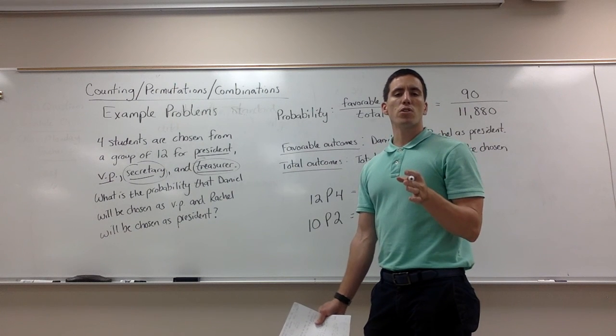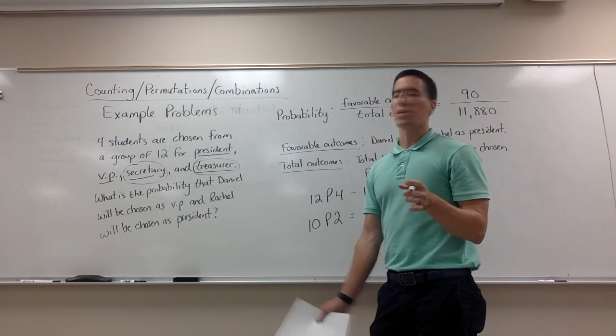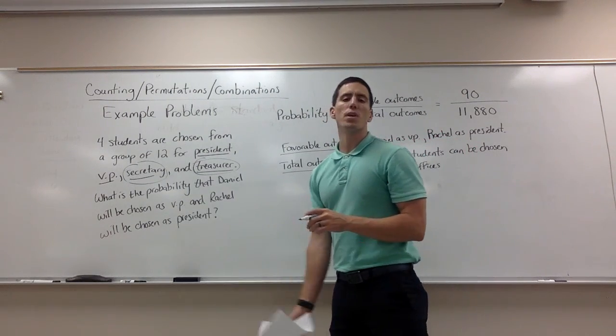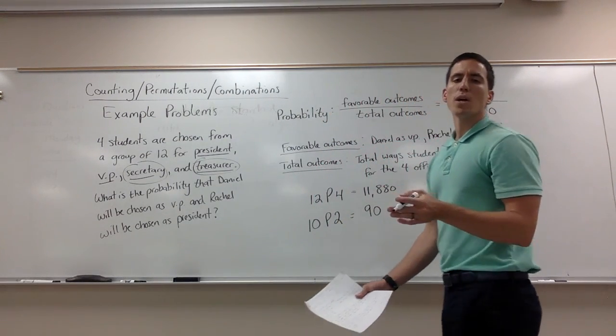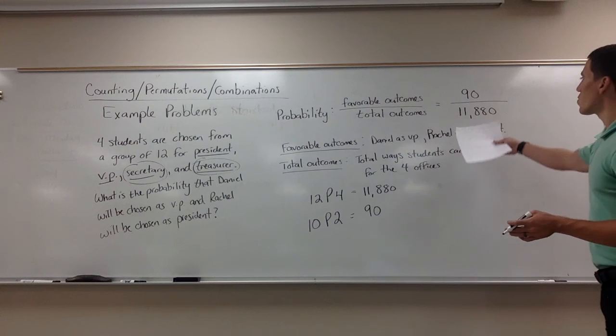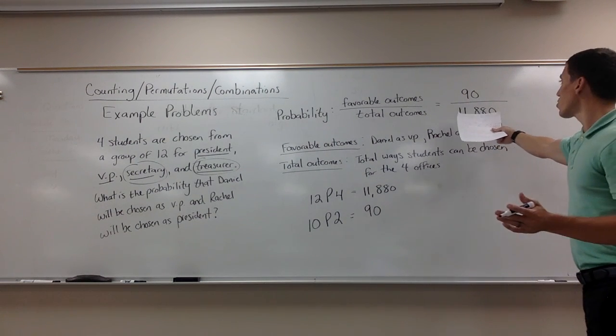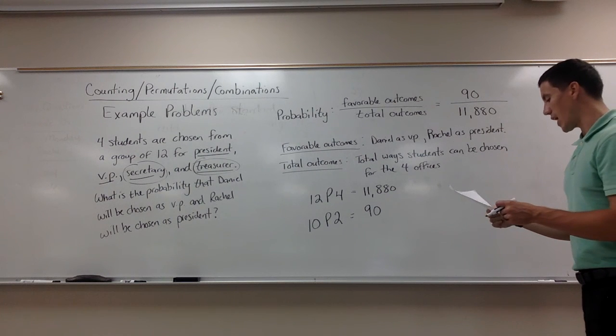But the overall question that was asked to us at the start of the problem is, what is the probability that this will happen, that Daniel will be VP and Rachel will be president? We now are ready to actually calculate our answer. We know that there's 90 ways that that could happen, but it's out of a total of 11,880 ways.